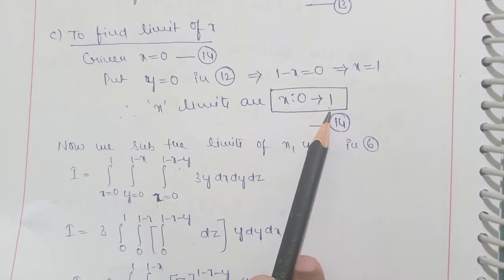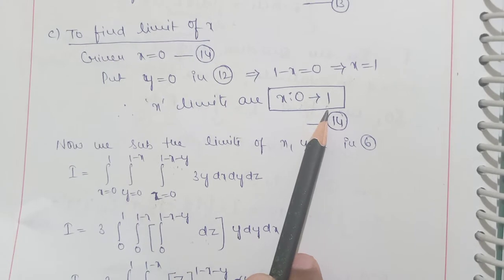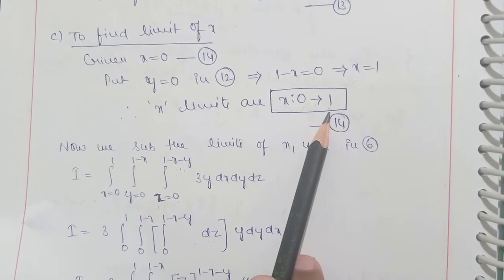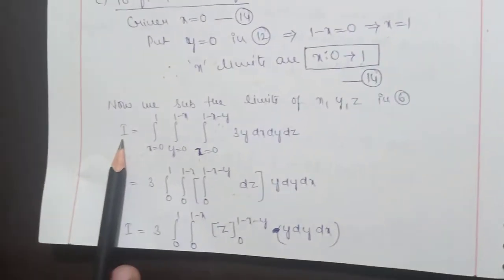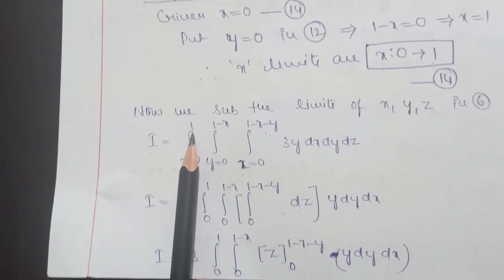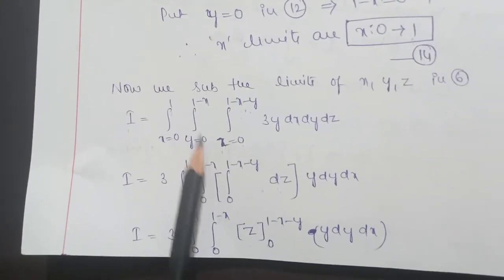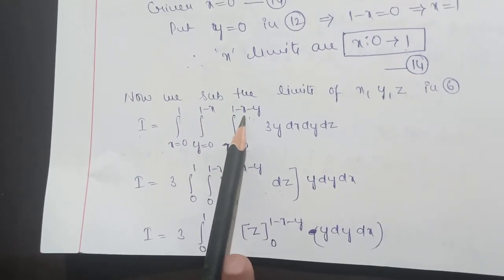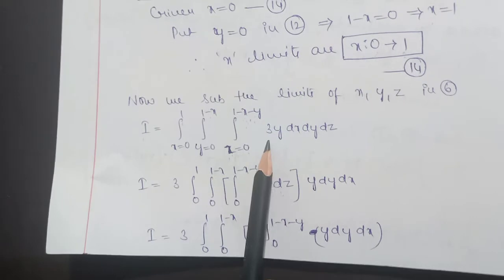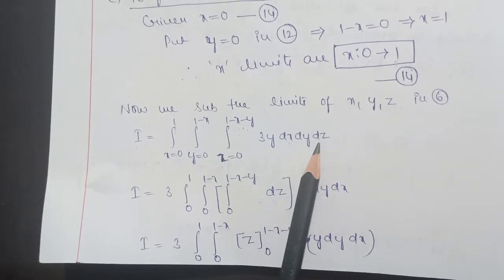Now we got the limits of x, y, z. You are going to substitute these limits in our volume integral as I is equal to x is equal to 0 to 1 integral, y is equal to 0 to 1 minus x integral, z is equal to 0 to 1 minus x minus y integral, 3y dx dy dz.